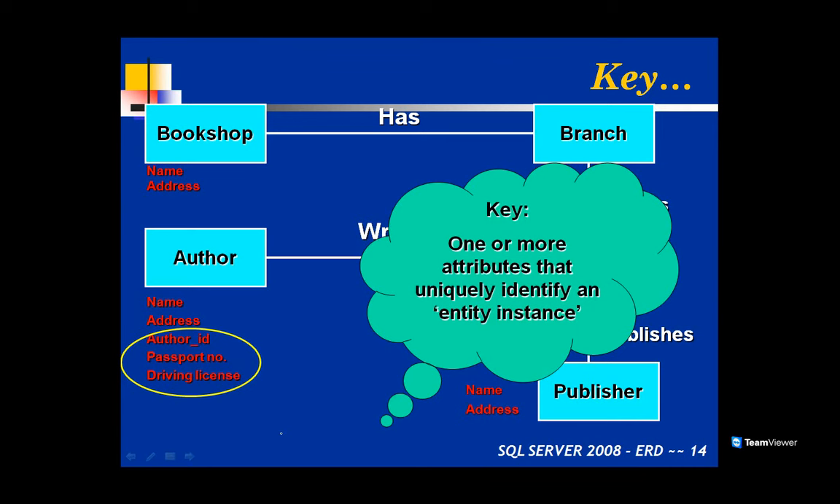A key means one or more attributes that uniquely identify an entity instance. For example, I have 10,000 students in a big auditorium, and I am distributing prizes to winners. I'm saying, Mr. Bhaskar, please come and take the prize.